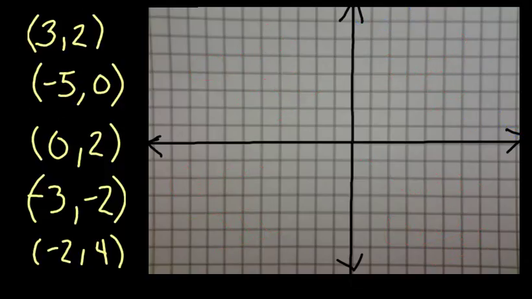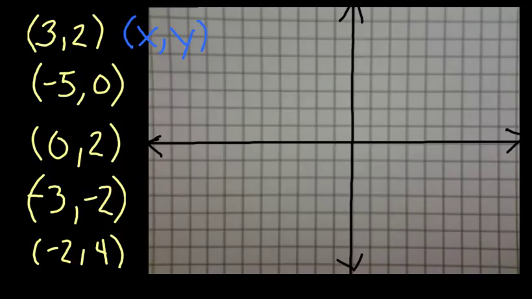Here are some examples of ordered pairs. What you need to know about ordered pairs is that the first value in every ordered pair is x, and the second value in every ordered pair is y. So when I look at 3, 2, that's 3 is x, 2 is y. When I look at -5, 0, -5 is x, 0 is y. It's the same for all ordered pairs. The x value is first, the y value is second. If you have trouble remembering that, you just remember it's alphabetical. X comes before y in the alphabet.